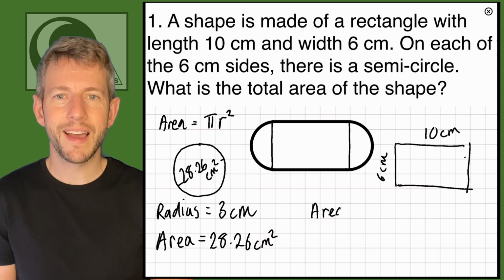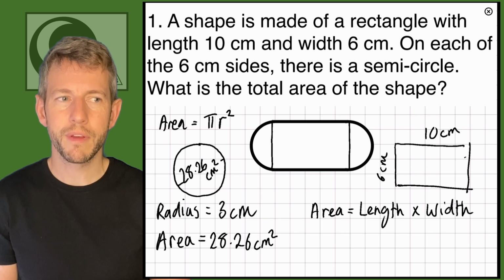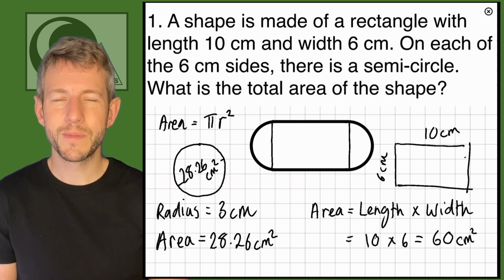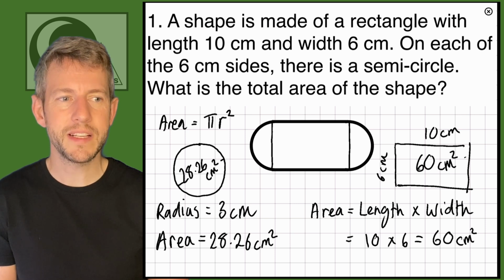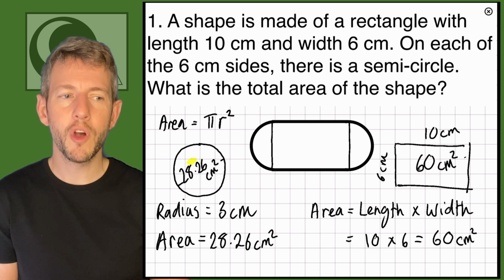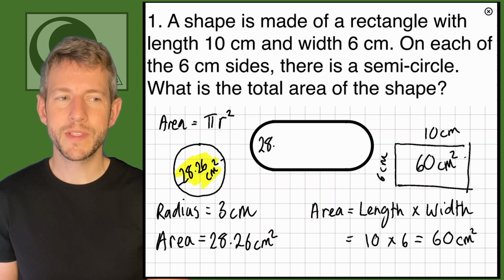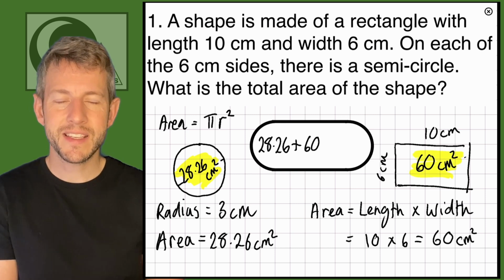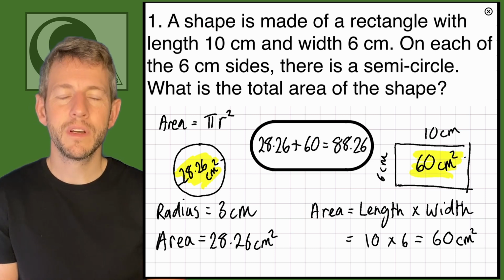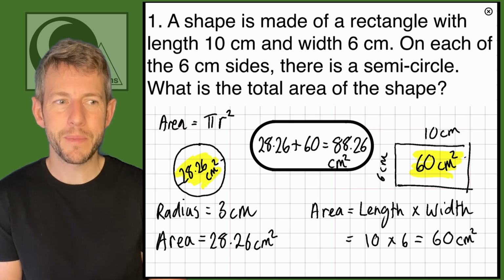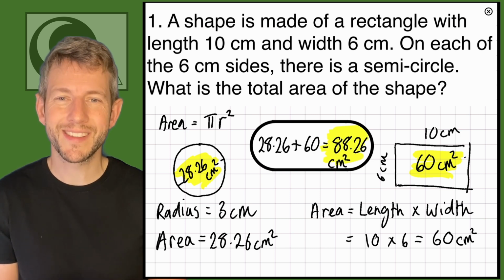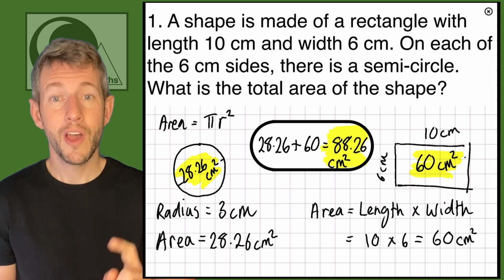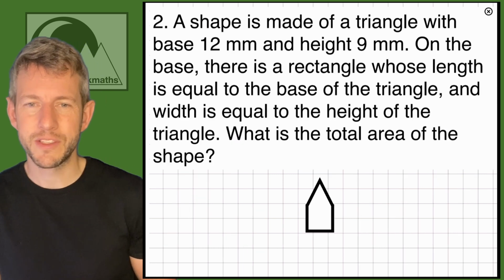And now for the rectangle, I'm going to do length times width. The length is 10, the width is 6, 10 times 6 equals 60 centimeters squared. So now I've got 28.26 centimeters squared for the circle, add the 60 centimeters squared for the rectangle, so the total area of this shape is going to be 88.26 centimeters squared. Okay, let's have a look at another question.